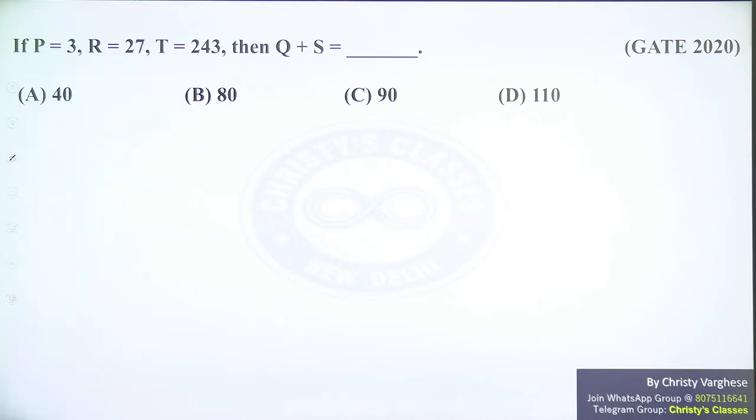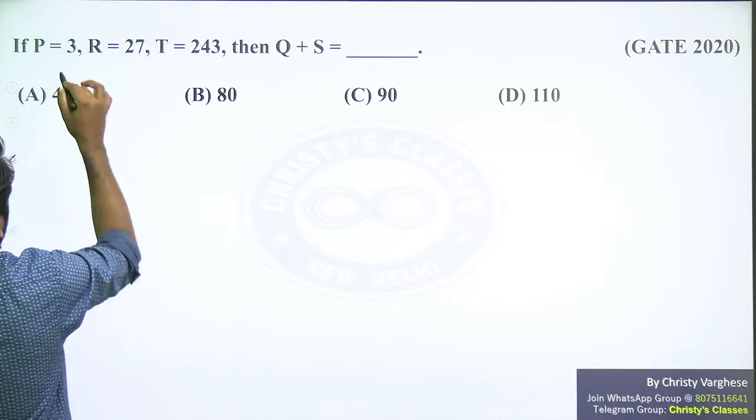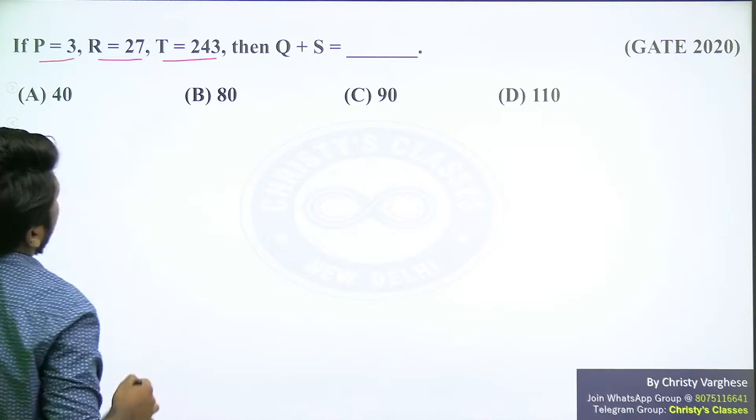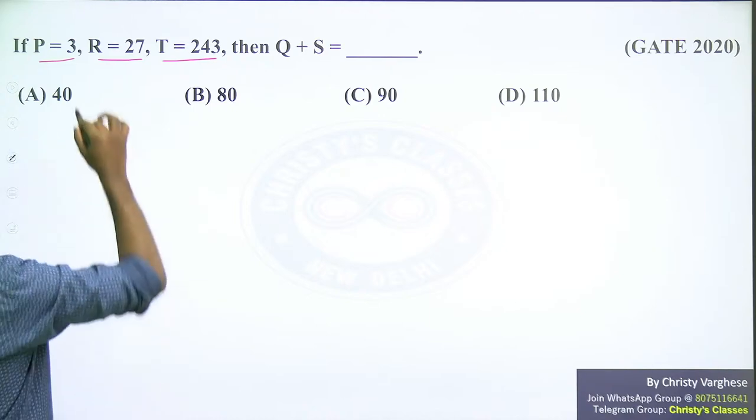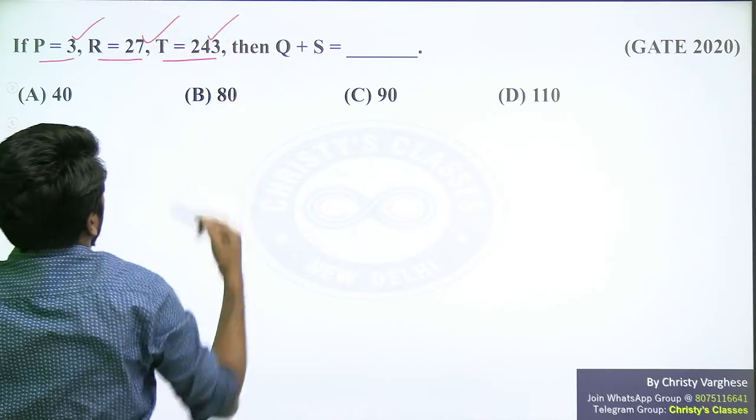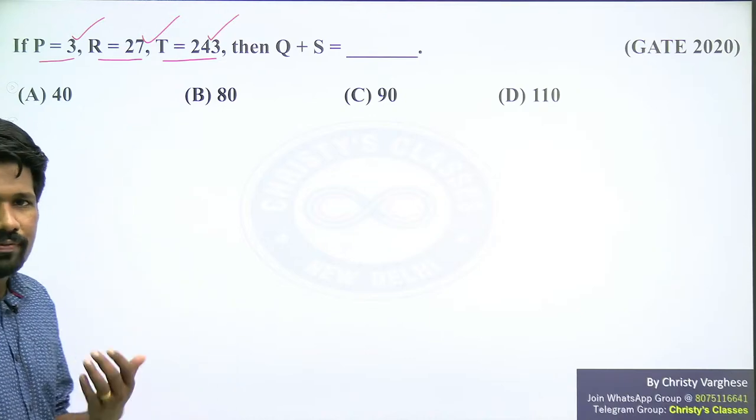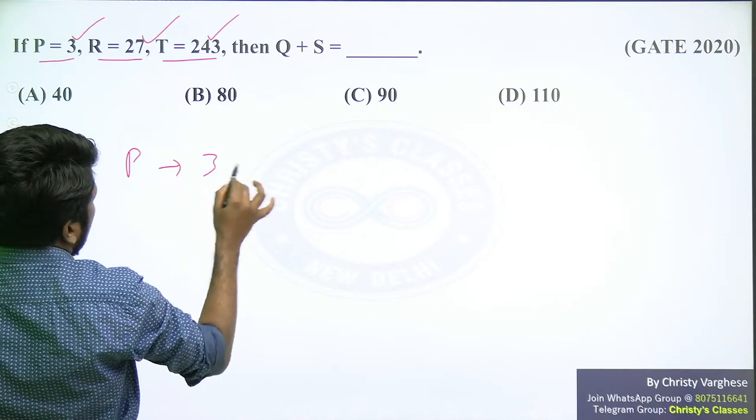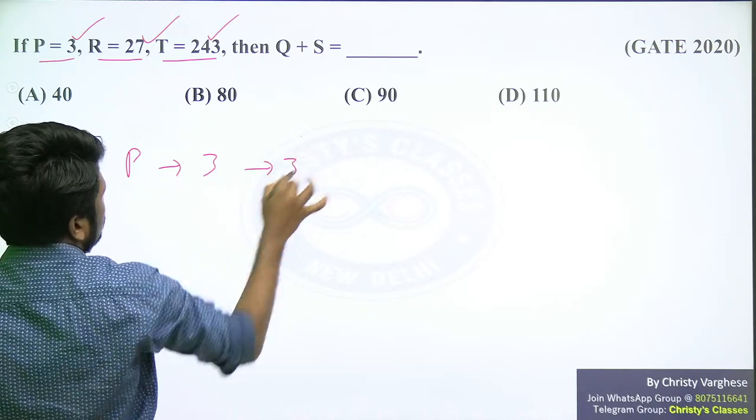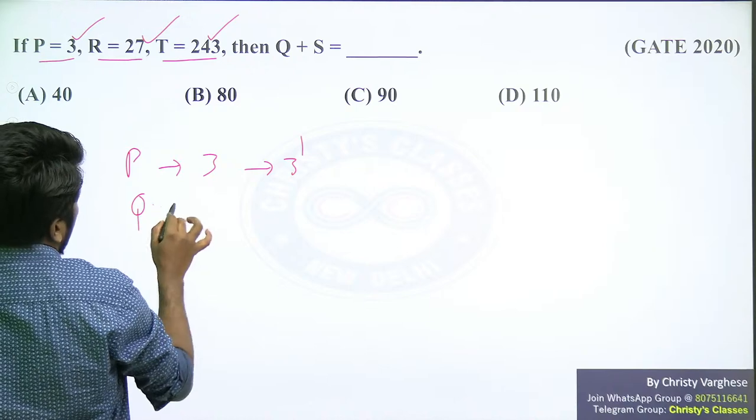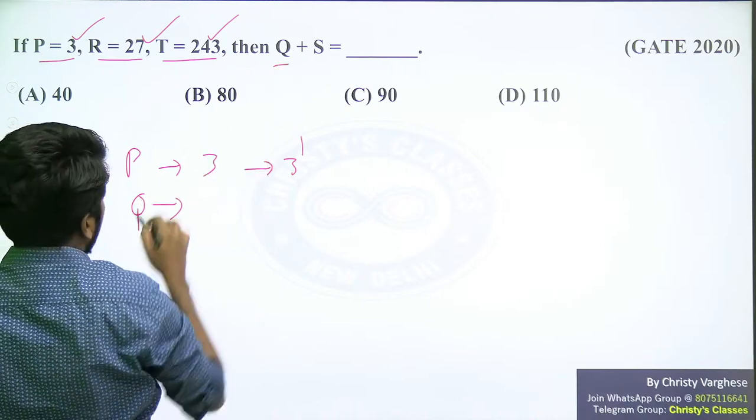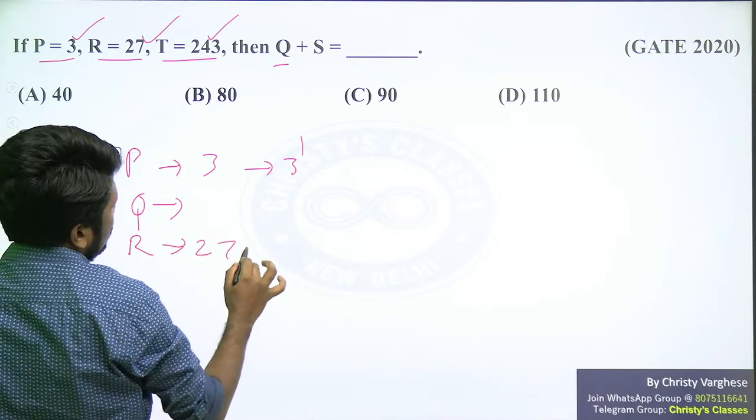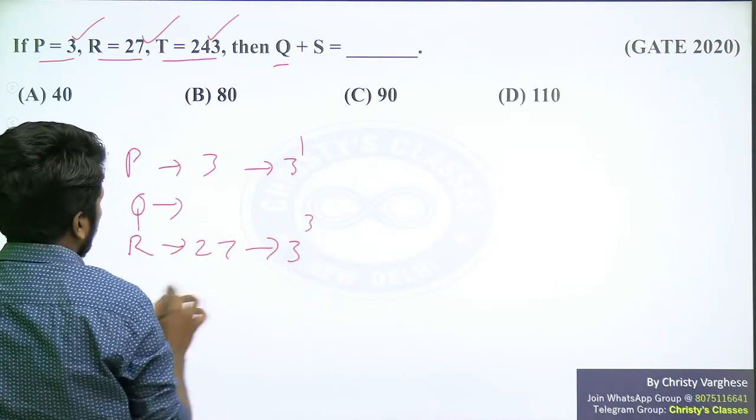Okay, so this question, most of you got it right, I guess. P is equal to 3, R is equal to 27, T is equal to 243. So here you should understand 3, 27, 243. That is powers of 3, right? So how is that connected? P is 3, that is 3 raised to 1. Q, we don't know what it is. After P, Q is the letter. Then PQR, R is given 27. 27 is what? 3 raised to 3, 3 cube.